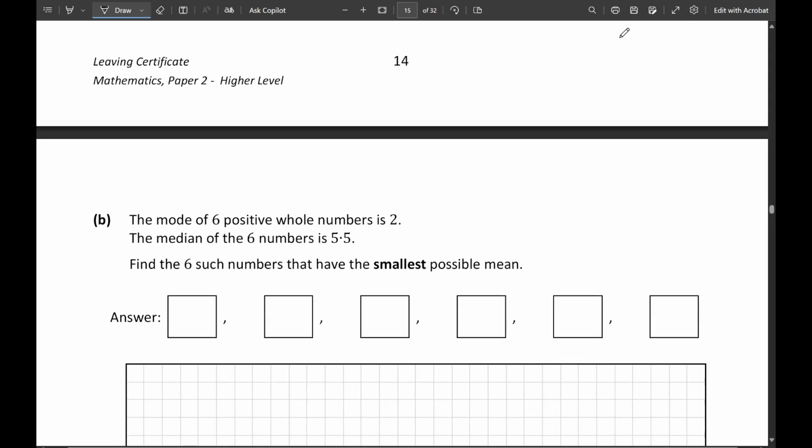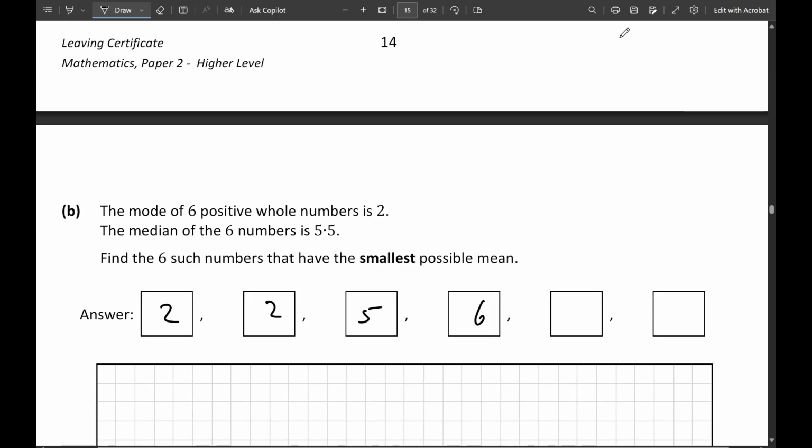Okay. Oh, it's another one of these ones. The mode of 6 positive numbers is 2. The median is 5.5. Find 6 such numbers that have the smallest possible mean. Okay, well, I can immediately work out, because there's an even number of them, these two would have to be 5 and 6. If the mode is 2, then these have to be 2. Yep, so the median is that, so they have to stay there.